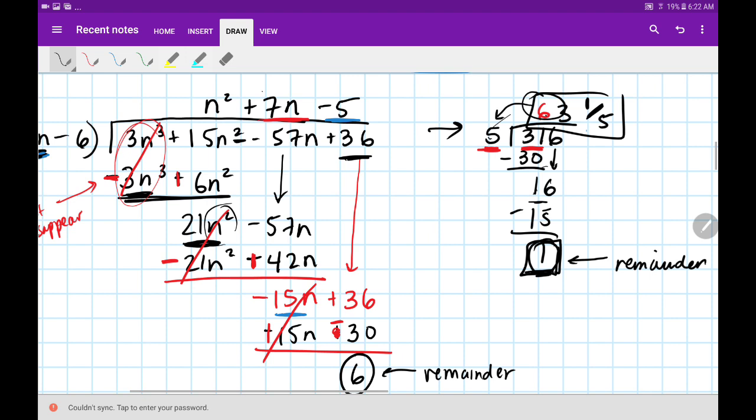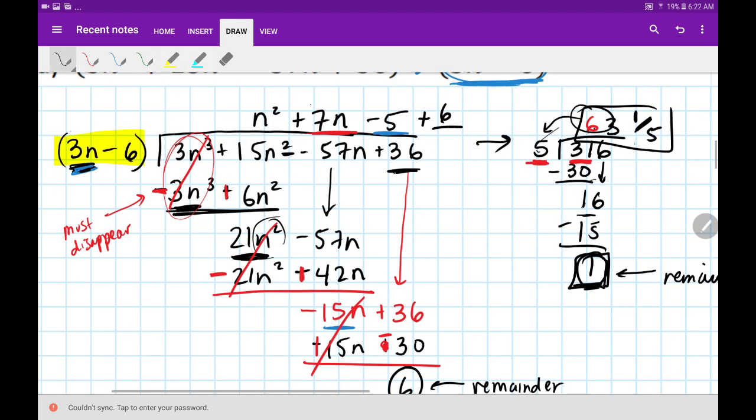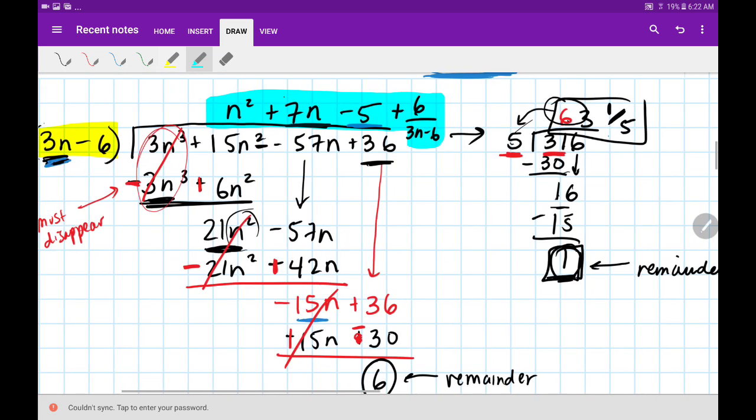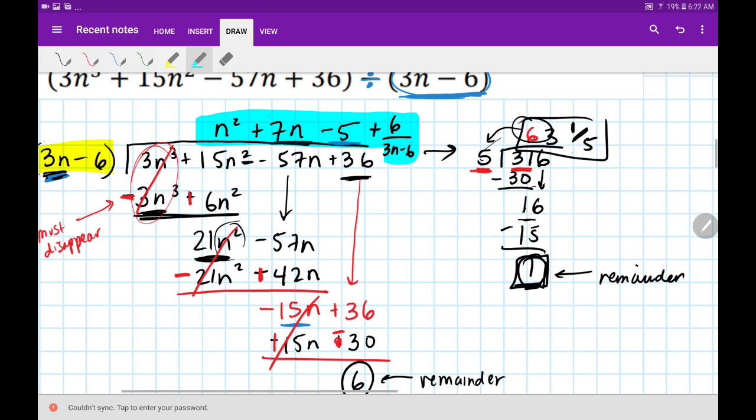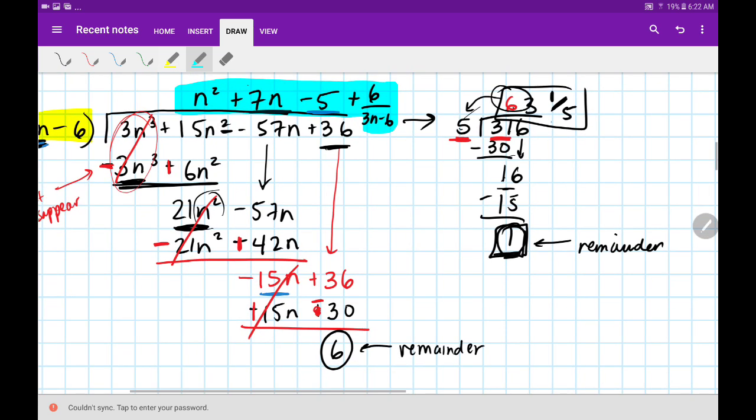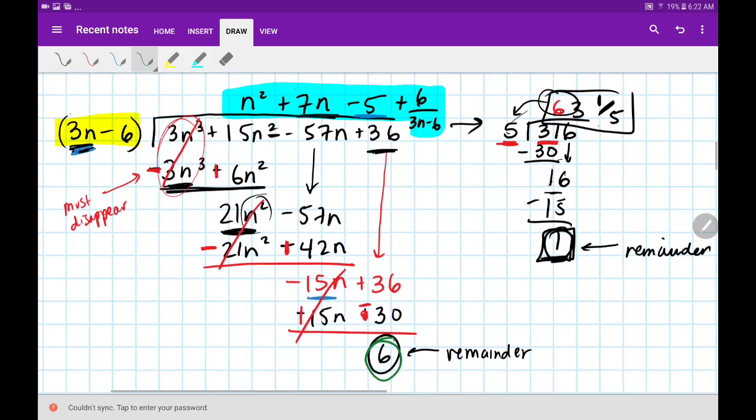In this case, our answer is going to be, we have to have the sign, so plus 6, and our divisor is 3n minus 6. And this would be my full answer. Okay, there you go. So this is our solution highlighted in blue, but if I just asked you for the remainder, it would be 6. Okay, it would be the numerator of the last term in our solution. Great, let's do another problem.